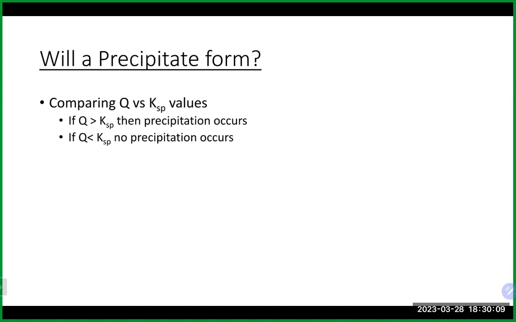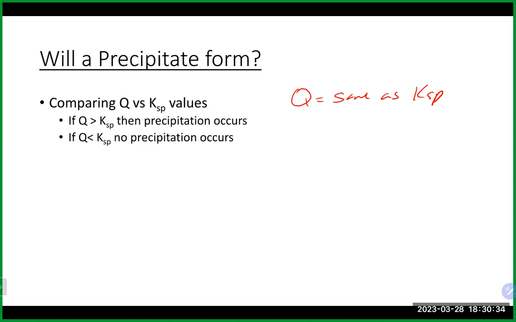So will we get a precipitate to form? We talked about that at the very beginning here. We can use Q to help us decide that. Once again, Q is a reaction quotient. It's calculated the same way as K and KSP. So Q is still calculated the same as KSP in this case. This will tell us again if we would expect a precipitate to form or not.